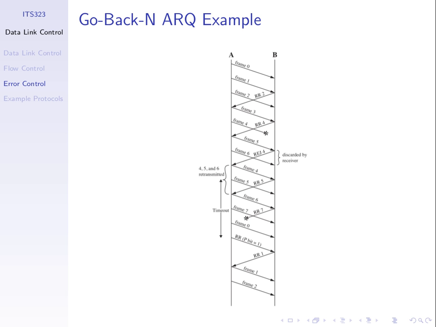And in this case, so far, 4, 5 and 6 arrive successfully. So we get an ARQ back saying here we receive 4, 5 is expected, B receives 5 and 6, 7 is expected. Let's stop there.